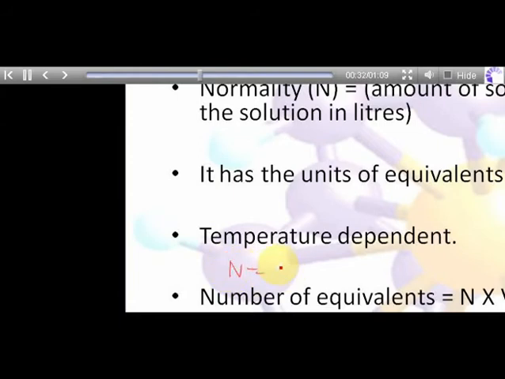Now we know that normality, that is N, is equal to the amount of solute in terms of equivalents divided by the volume of the solution in liters. Therefore, on rearranging this equation, we can also write that the number of equivalents is equal to normality into volume, that is N into V. In volumetric titrations at equivalence point, the number of equivalents of one reactant is equal to the number of equivalents of the second reactant. Therefore, we can also write N1V1 is equal to N2V2. This expression is quite useful in volumetric titrations.